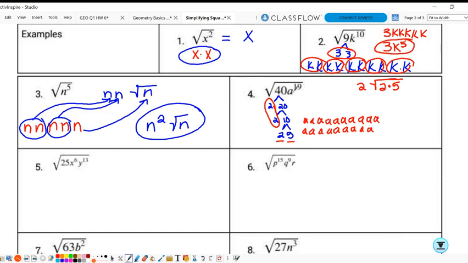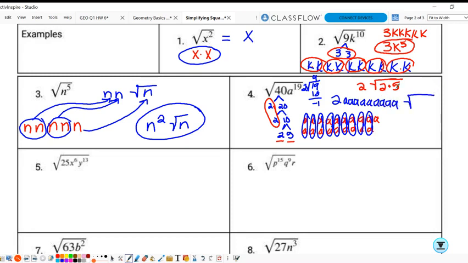Well, yeah, we're looking for pairs. So I'm wondering, can I take 19 and divide it by 2? 2 goes into 19 9 times. 9 times 2 is 18, and there's 1 left over. So we're going to get 9 pairs. So let's see, 1, 2, 3, 4, 5, 6, 7, 8, and 9 pairs. So that means we really have 2 and then 9 a's. 1, 2, 3, 4, 5, 6, 7, 8, 9.